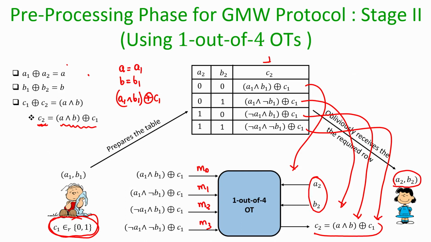So, you can make the pre-processing phase of the GMW protocol stage 2 more efficient using 1 out of 4 OT instances, because now for each multiplication triple, to compute the C component, only one instance of 1 out of 4 OT needs to be executed, instead of executing 2 instances of 1 out of 2 OTs.